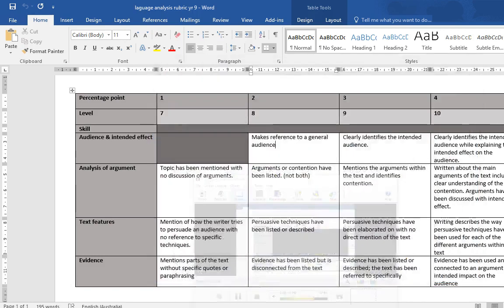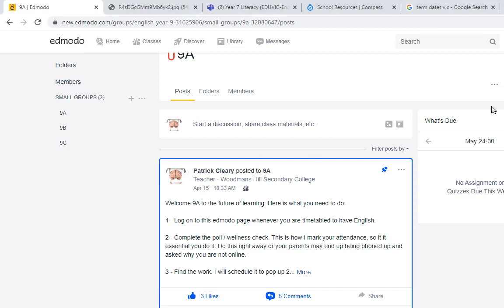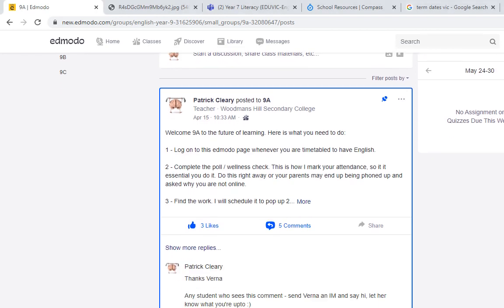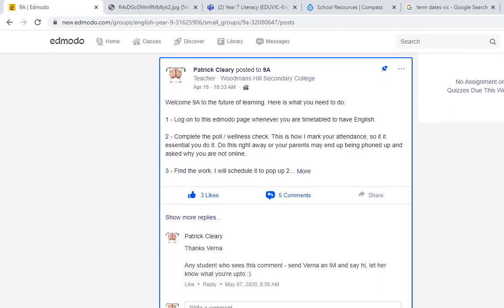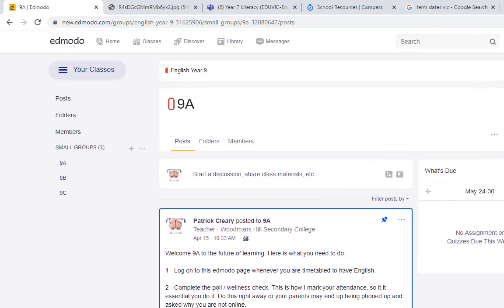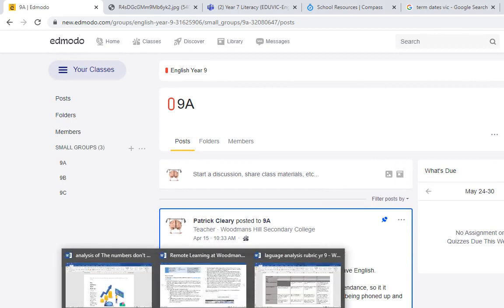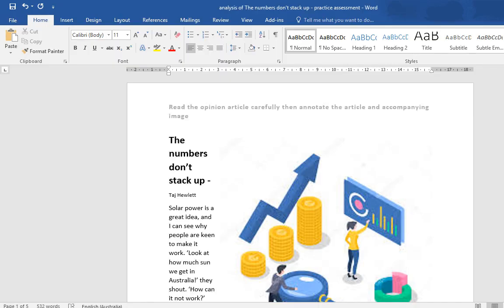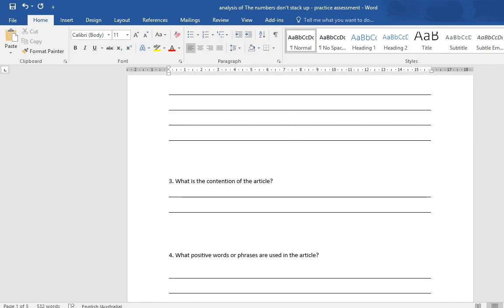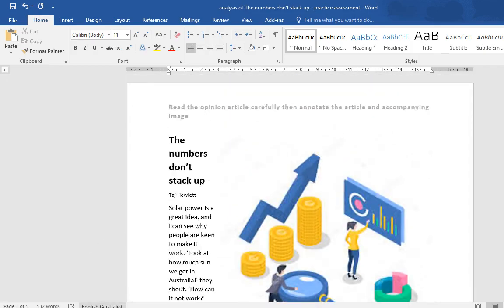So once again, next week you're going to get a very similar task, which will be marked in the exact same way. But next week you won't have the opportunity for feedback. So next week you'll do the task and I'll get it and it'll be assessed. So take the time this week to nail this practice one. And if you can ace this one, you'll absolutely ace the one next week. Good on you, Year 9s.